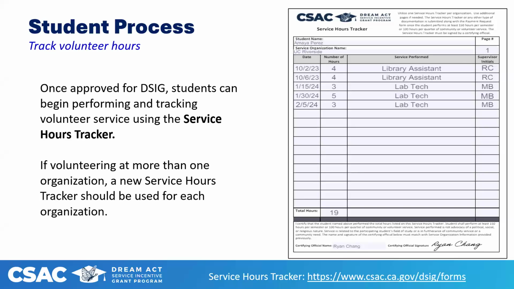Again, just to reiterate, after completing each block of 150 hours at a semester school or 100 hours at a quarter school, students can submit the payment request form and the service hours tracker to CSAC, as we'll see in the next couple of slides. So the takeaway here is for every payment request form that a student sends in, they must attach the hours tracker to prove that they completed this many hours and then request their payment from there.